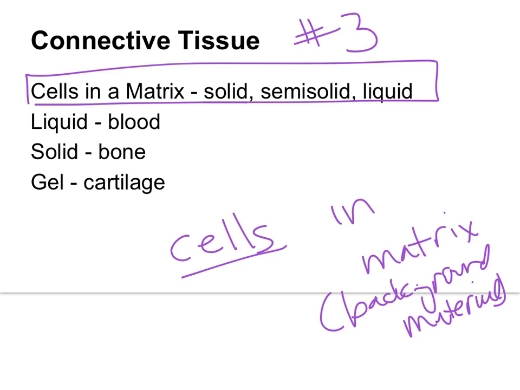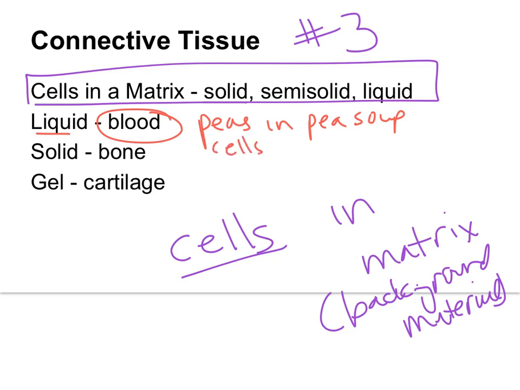So for example, one of the things that we see in liquid tissue is blood. Blood is kind of like peas in pea soup. That's how I think of this, peas in pea soup. The peas are the actual cells: red blood cells, white blood cells, platelets, and then the soup is the liquid matrix that we call plasma.